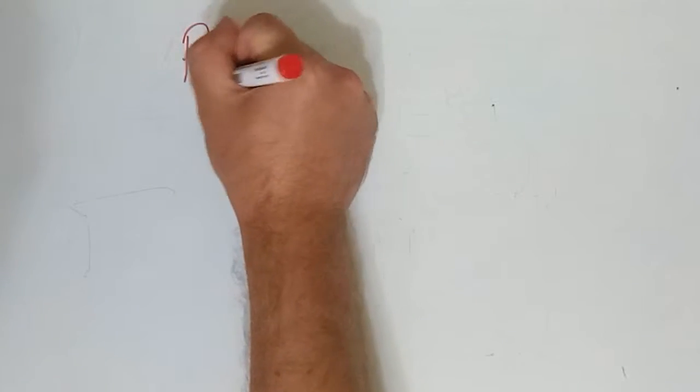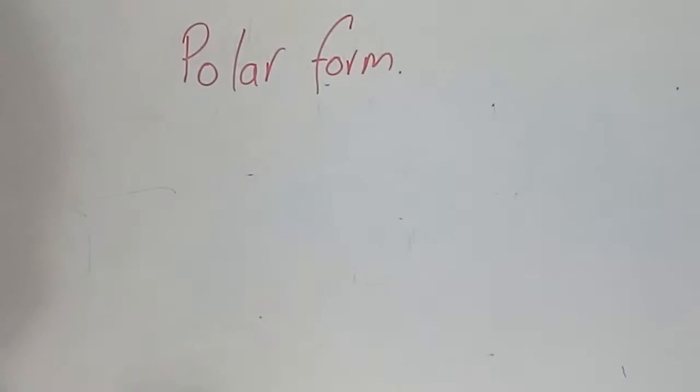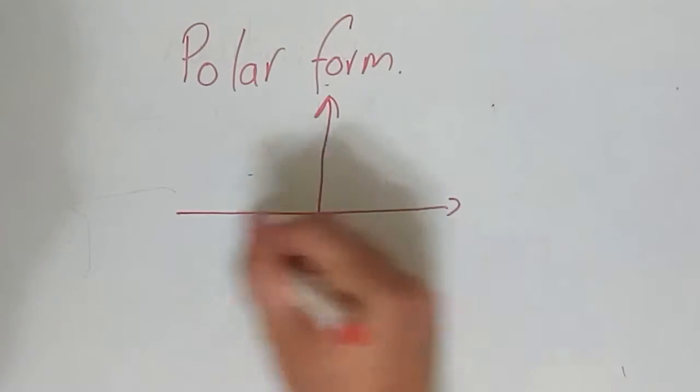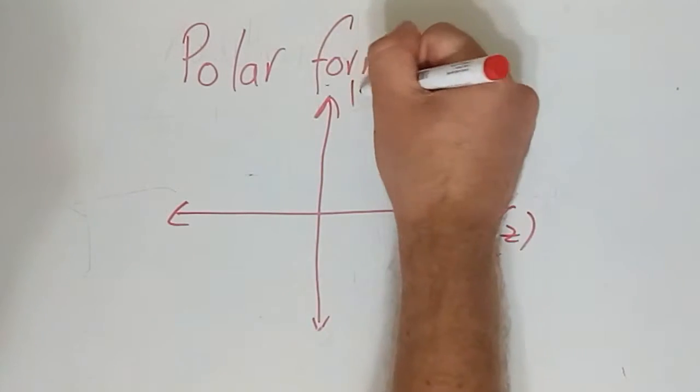Okay, today we're going to look at polar form of complex numbers. Polar form. Okay, so we've done rectangular form. So rectangular form, that's when we define our numbers, our real part of Z, imaginary part of Z.